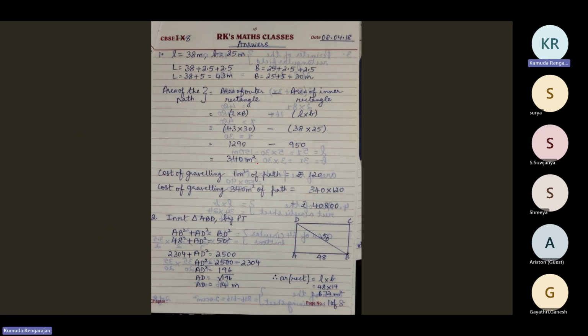Now, to gravel 1 meter square of this path, the rate is 120 rupees. So for 1 meter square, 120 rupees. Then for 340 meters square, how much? 340 into 120.